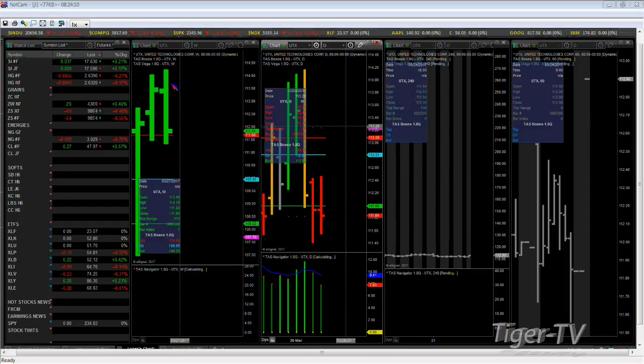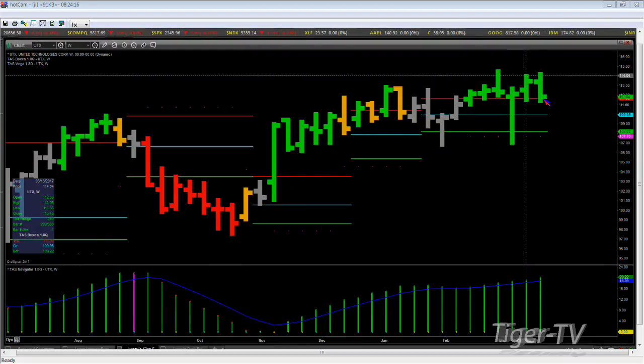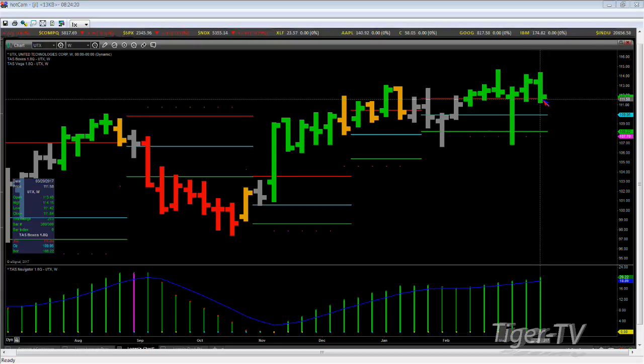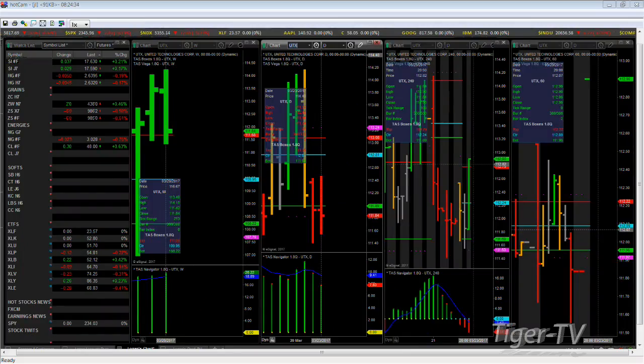Let's take a look at UTX. This is kind of a cool setup, in my opinion. Coming back down into some support here, top of the profile on the weekly. So that is 111.66. Right there at a battle point. See if I can get this thing up here.